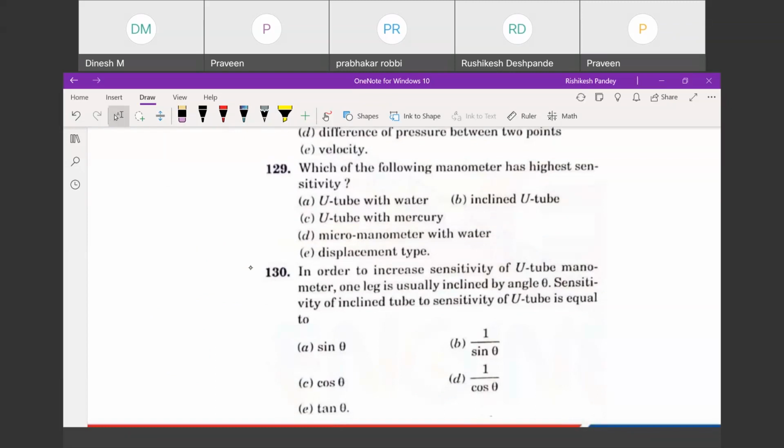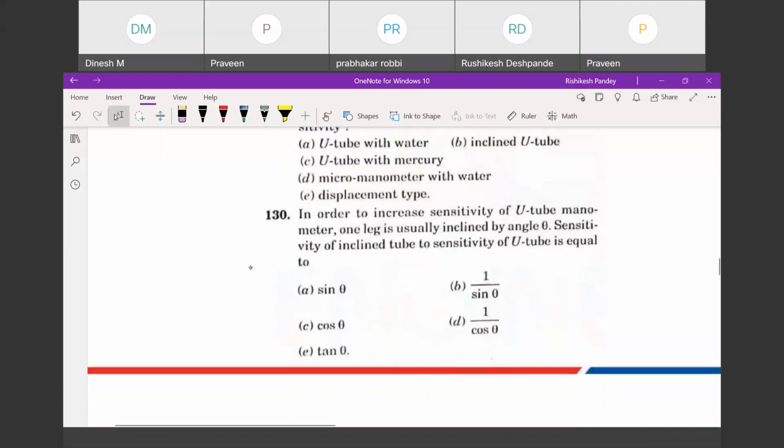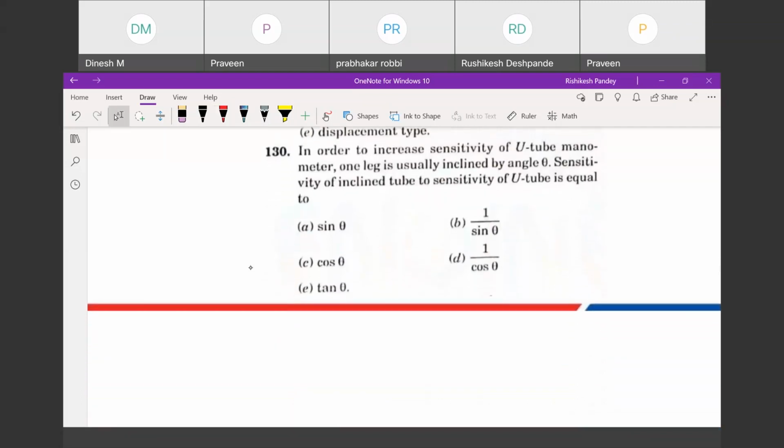This I have already told you, that inclined micromanometer is more accurate compared to U-tube one, but then I have explained, there is one more micromanometer that is more sensitive, more accurate. So this is the micromanometer which is having highest sensitivity. Okay, now this 130, this also I have explained.